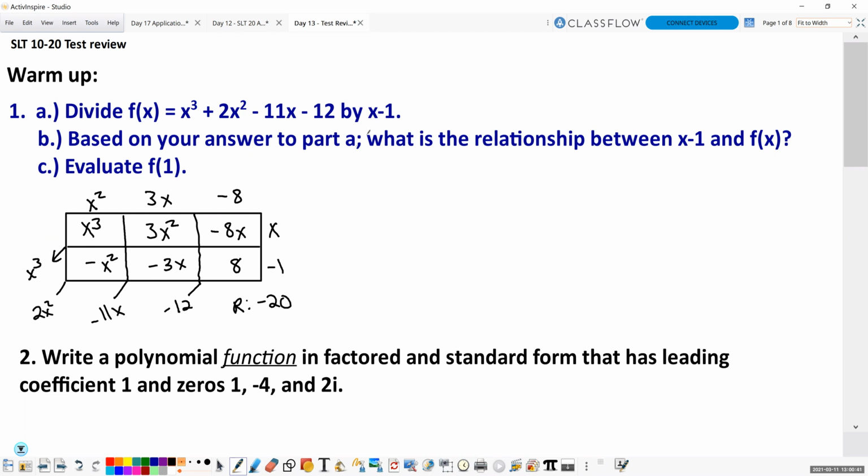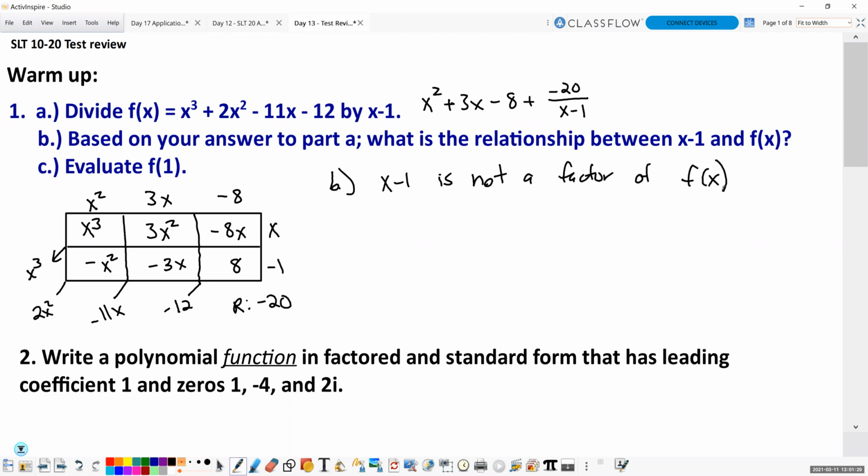So based on my answer, if I were to write this out, my quotient would be x squared plus 3x minus 8 plus negative 20 over x minus 1. Based on my answer to part A, what is the relationship? So the answer to B is x minus 1 is not a factor. It does not divide in evenly, therefore it is not a factor.